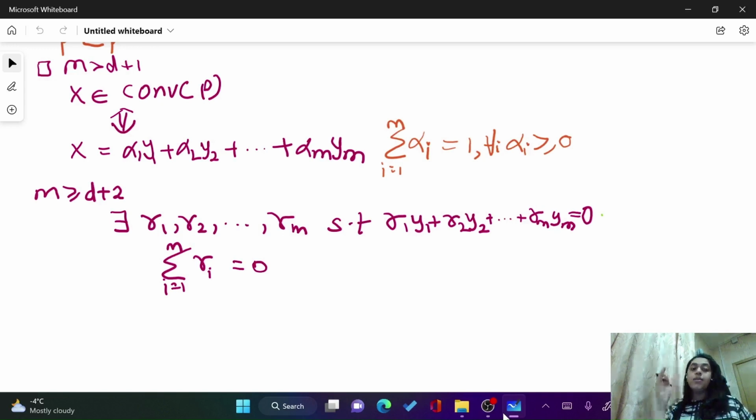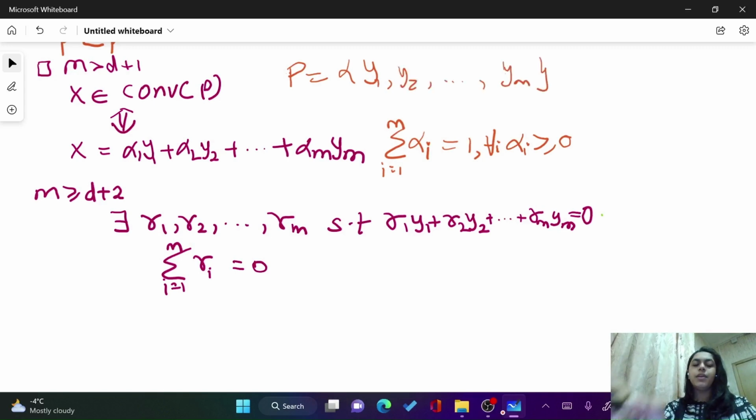We know that x belongs to the convex hull of P, and let's say that P consists of these points, y1, y2, as I mentioned before, up to ym. So this is an equivalent statement that we can represent x as a convex combination of alpha 1 y1, alpha 2 y2, till alpha m ym, such that the sum of all the scalar multipliers, that is the sum of alpha i, is equal to 1, and each alpha is greater than or equal to 0. Now let's take a look at the case when m is greater than or equal to D plus 2.